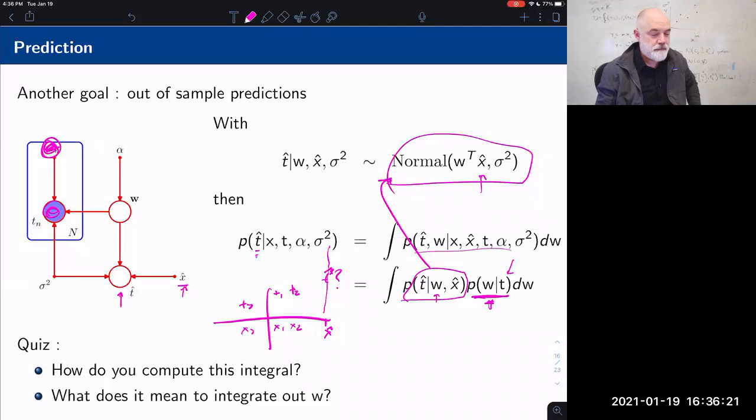So, questions, just to make sure that we're all on the same page and we know what's going on. How do you compute this integral? I know that we have some math PhDs here, so, you know, we just hand it to them. That's what I do.